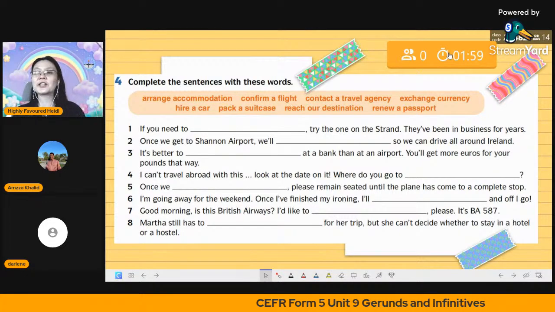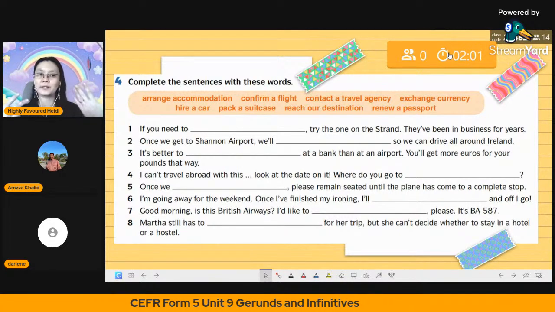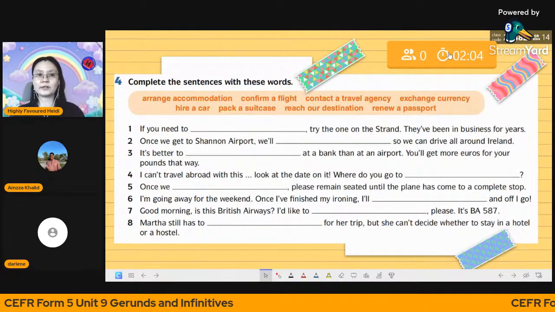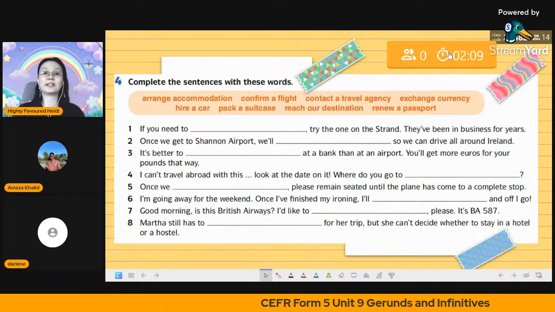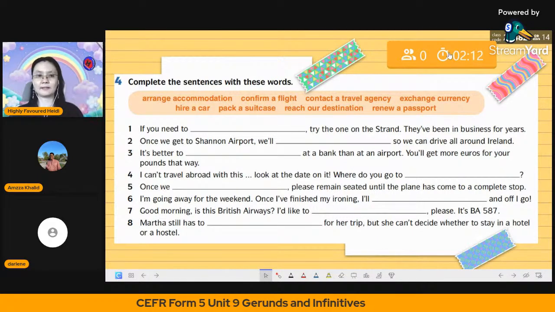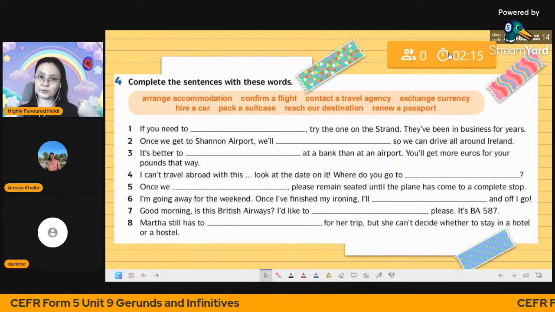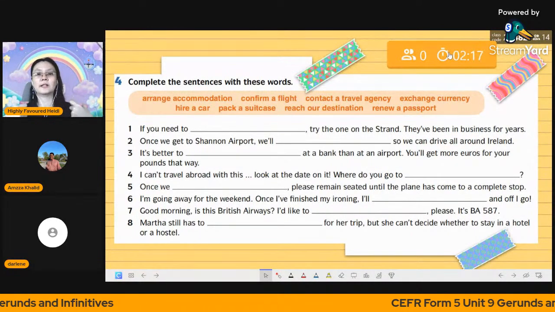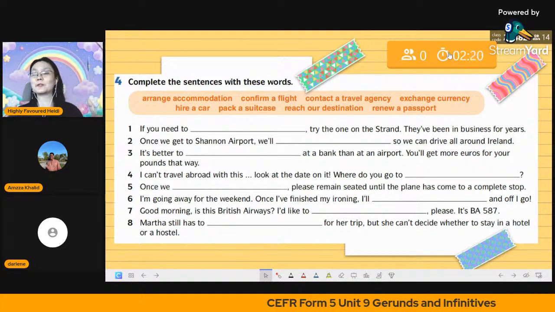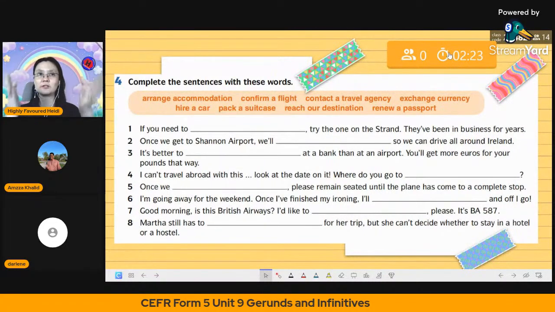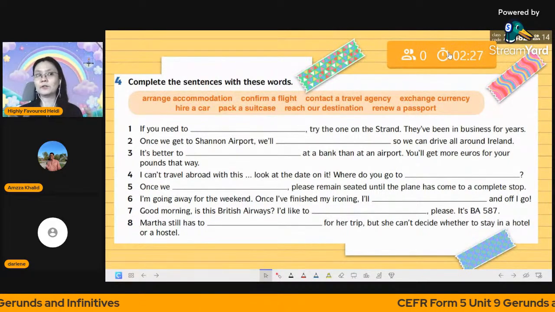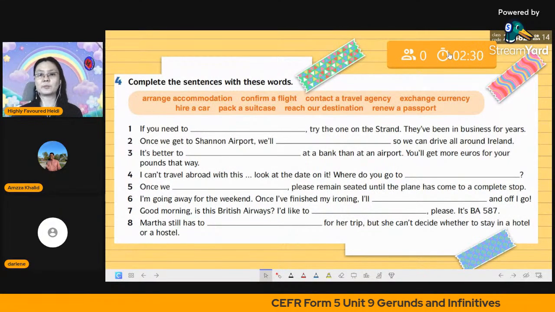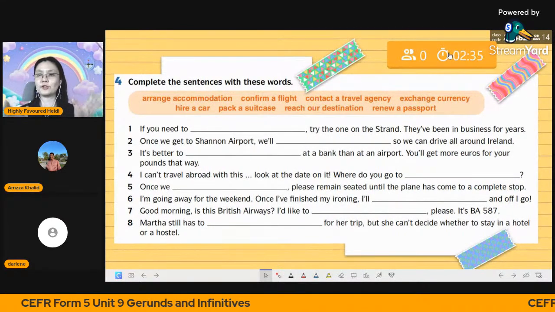Then after that, hire a car. When I went to Australia, we actually hired a car for as long as we were there, from the first day until the end. Then we returned the car. Then pack suitcase. Then reach our destination, renew your passport. Check your passport. If you are going overseas, they require your passport to be valid for 6 months. If it's less than 6 months, you have to go and renew your passport.